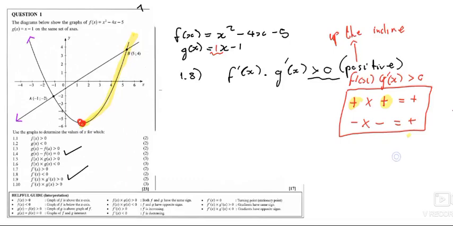But I need this to happen simultaneously. Yes, it's positive right here. It's still positive here. But check this one. This one is negative. So when you multiply a negative and a positive, you get a negative answer. We are not looking for a negative answer. We're looking for a positive answer. So we discard that one.